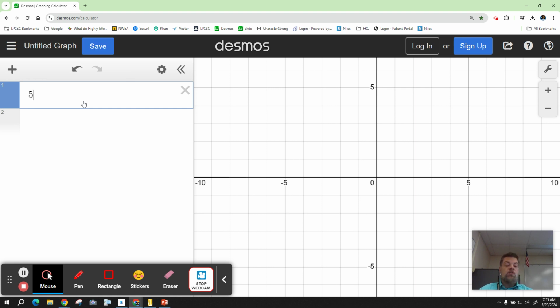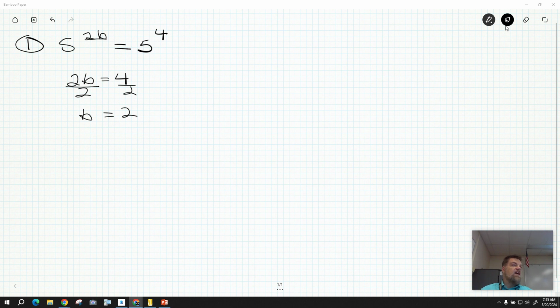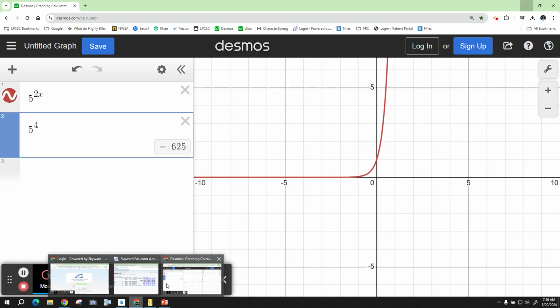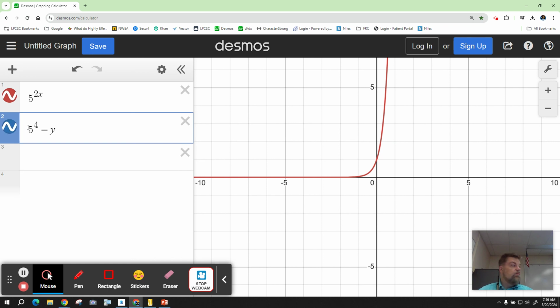So I would say 5 raised to the 2x. And then I would say 5 raised to the 4. So what I'm doing is I'm graphing the left-hand side, all right? So my first equation, what color are those? Red, and you'll have to put y equals in here. Yeah, red and blue. So the first one's red.